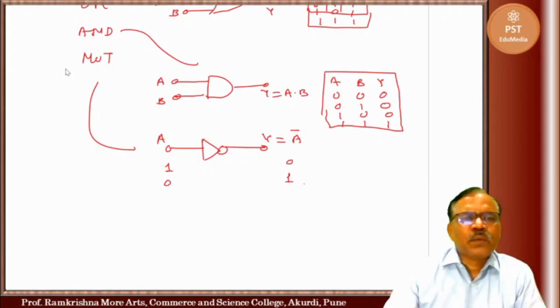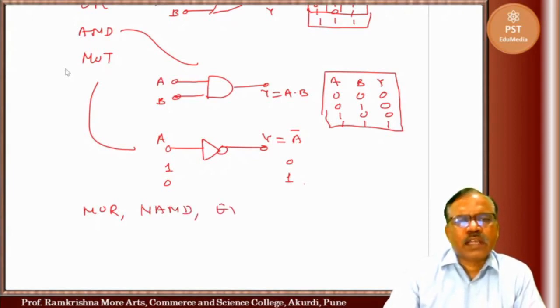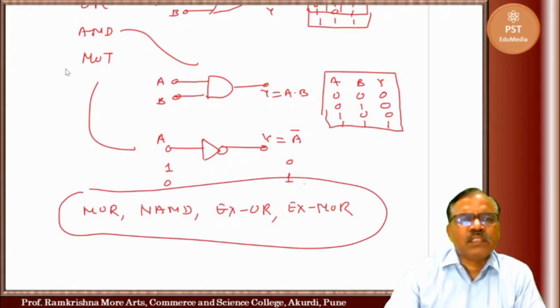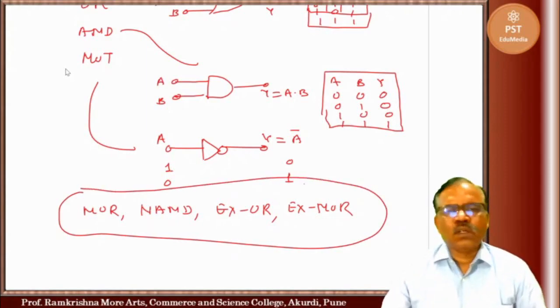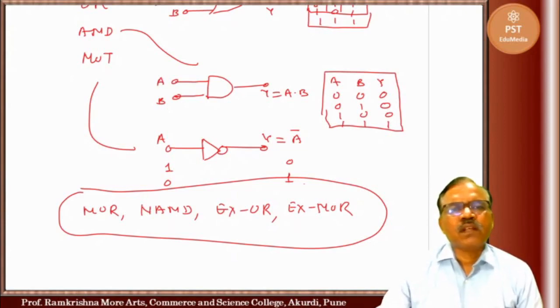And then we have NOR gate, NAND gate, then XOR gate, XNOR gate. All these are derived gates from these three basic gates. So we will see multiple choice questions on this also. Now let us go to the first multiple choice question.